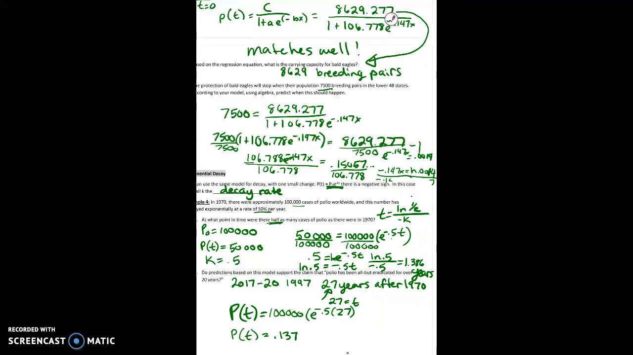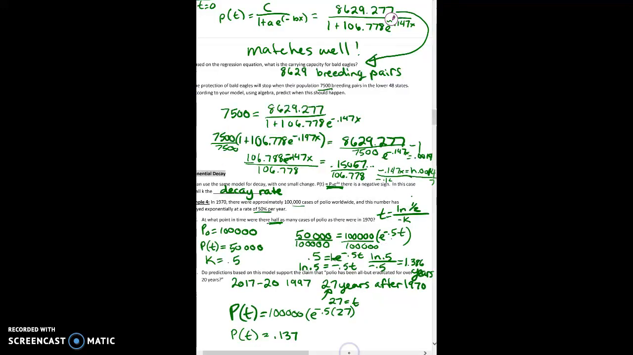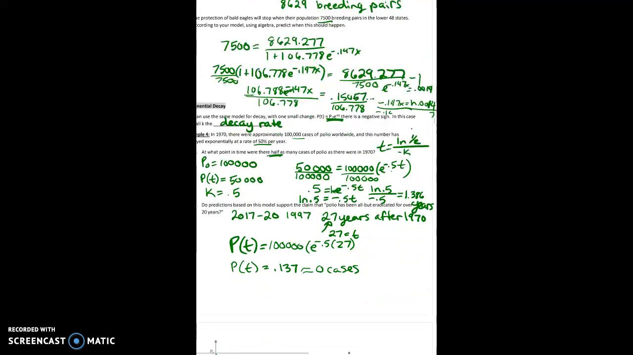If we were going to round that to the nearest whole number, because we're actually talking about the amount of cases, we would round that to 0. So that is approximately 0 cases. So the question is, does that support the claim that polio has been eradicated? And the answer is yes. It does.